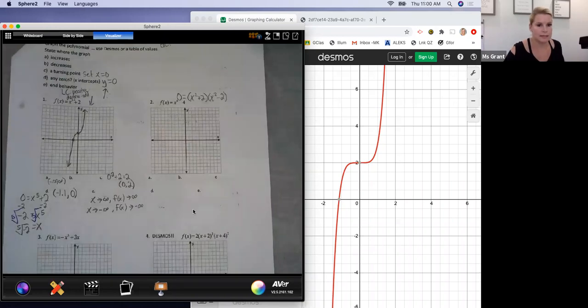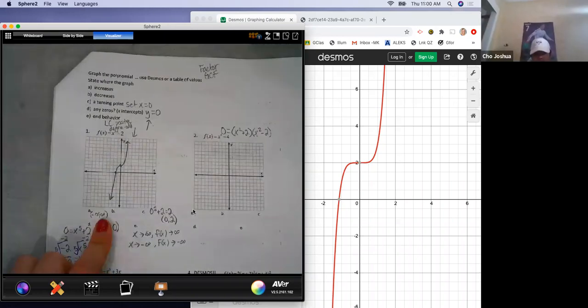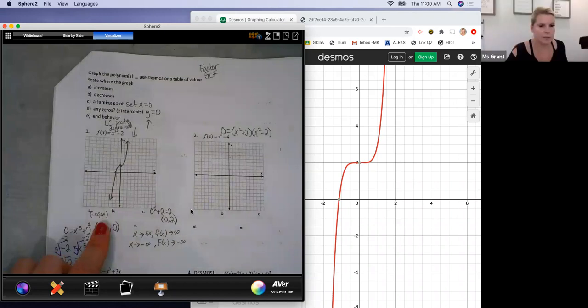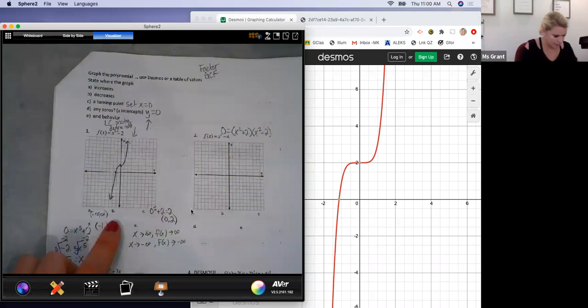Real quick, back to this. My increasing was at negative infinity, like all real numbers, but it never decreases. This shape never decreases, none.